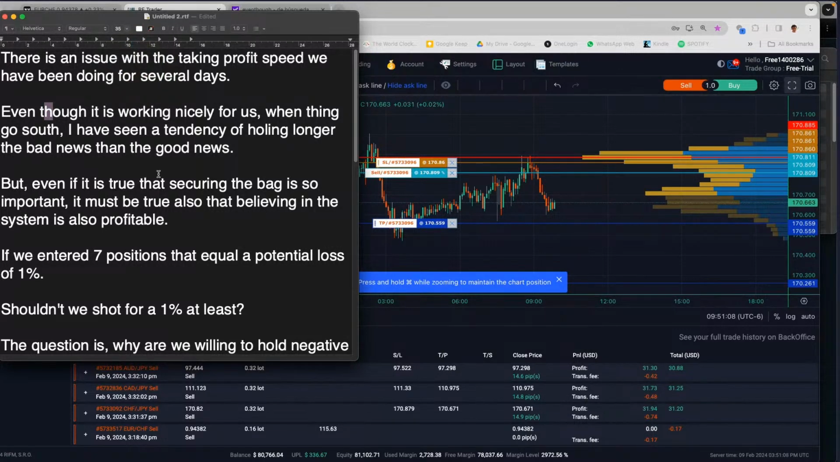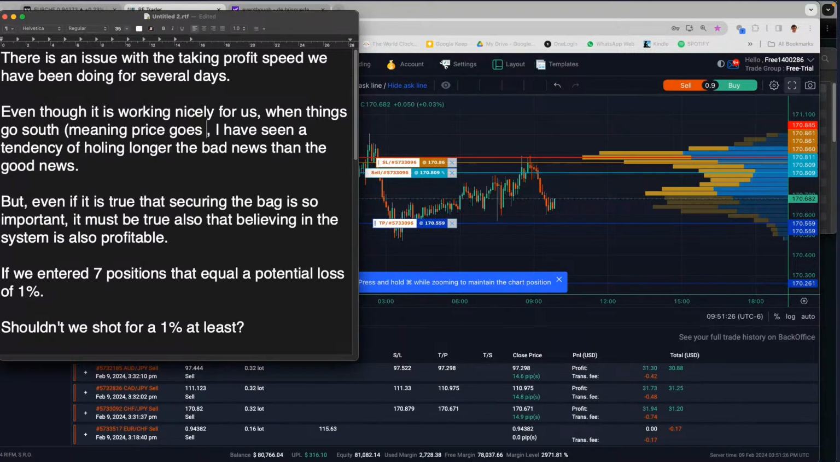Even though it is working nicely for us when things go south, meaning price goes against us, I have seen a tendency of holding longer the bad news than the good news. Meaning, well, that one makes sense right away, right?